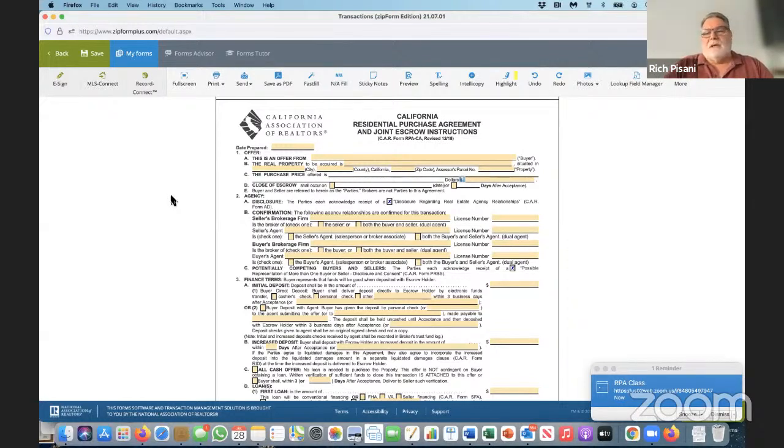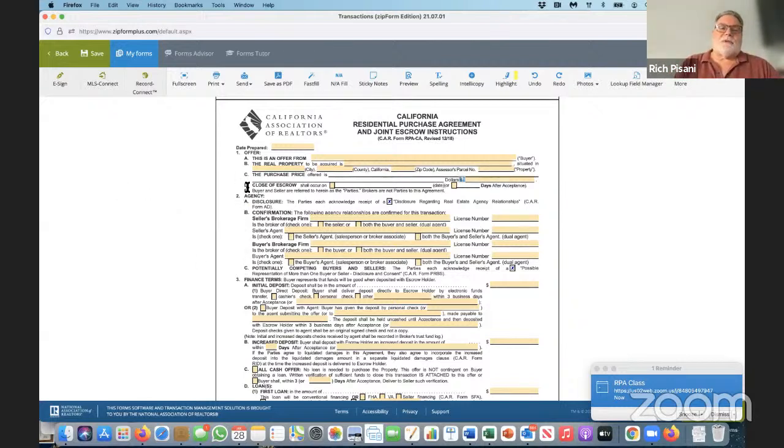So close of escrow. You can either do a close of escrow in a number of days, or you can do it on a specific date. I had a client who would only qualify for a loan. She was a freelancer in television production, and so she was only employed in 8-week increments. So we had to make sure that she was employed if the lender did a final verification, so we put in a specific date. That's where that comes in handy.